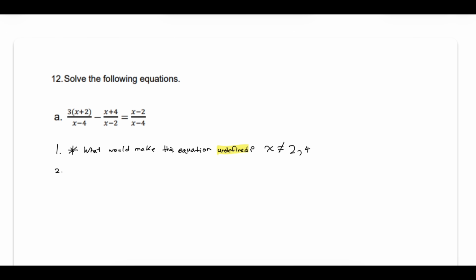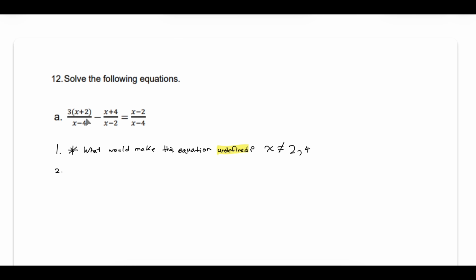Okay, you might be like, of course, x cannot equal 2 or 4 because we would have a 0 in the denominator right here. If we had a 4, we would get a 0. 4 minus 4 is 0. And if we had a 2, it would make 2 minus 2 equal 0. So that would not work. So we cannot have x equal 2 or 4.